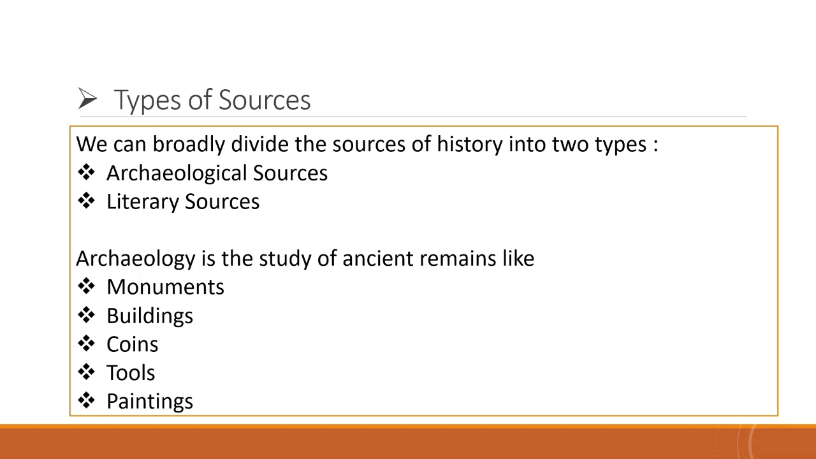We can broadly divide the sources of history into two types: archaeological sources and literary sources. Archaeology is the study of ancient remains like monuments, buildings, coins, tools, and paintings. An archaeologist works at sites to recover objects which may have been lying buried in the ground for a long time.